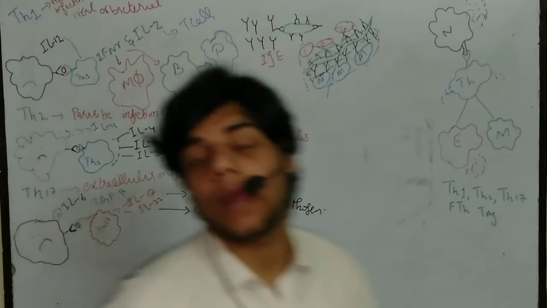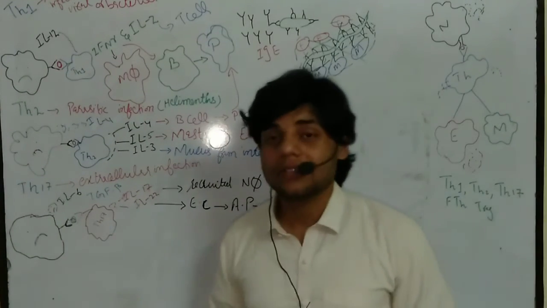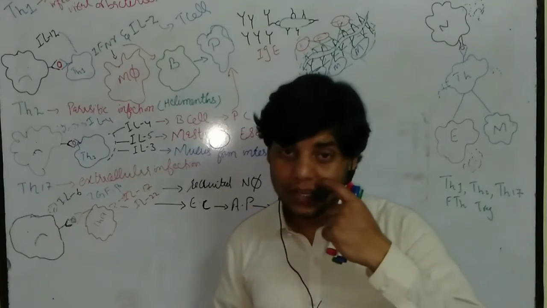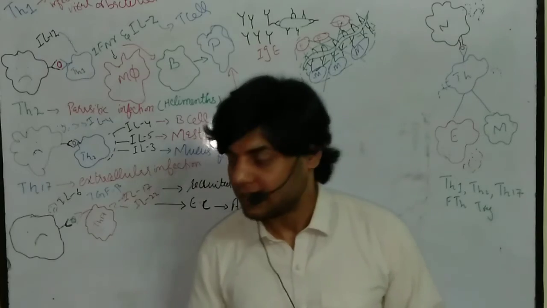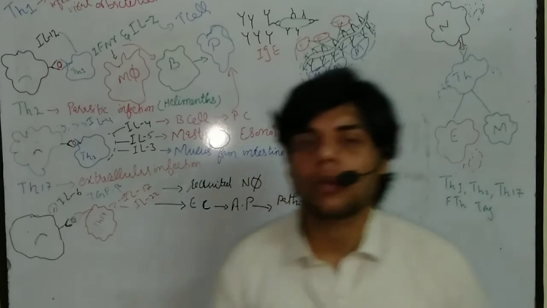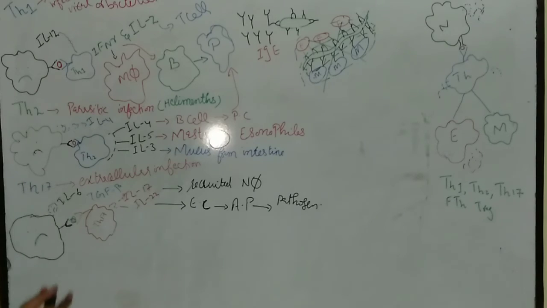So this is the job of helper T cell 17. Sometimes this helper T cell will also be activated against fungal infection or bacterial infection, extracellular infection. So this is a little bit of information about the helper T cell 17. Now let's talk about the follicular helper T cell.